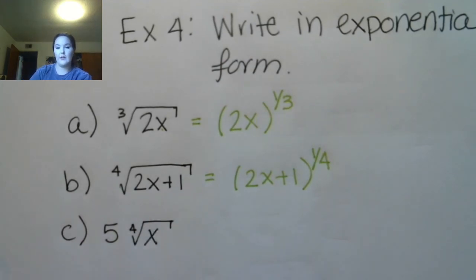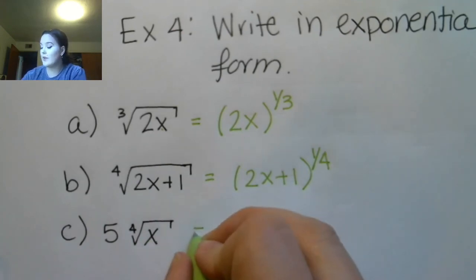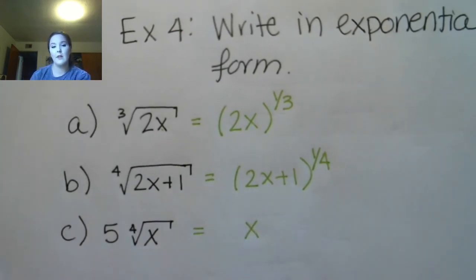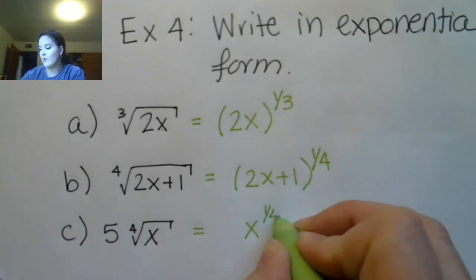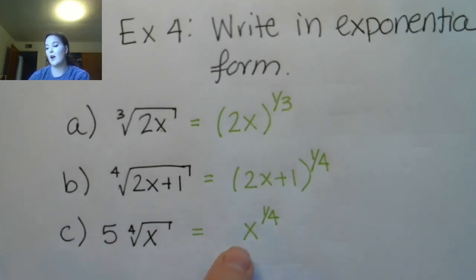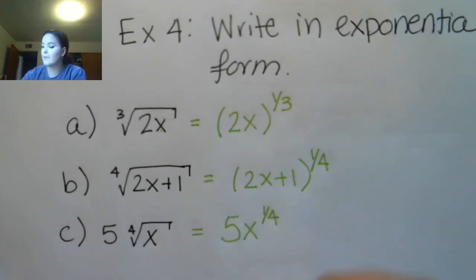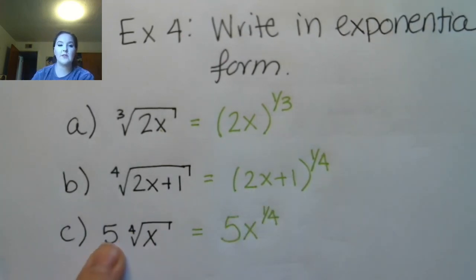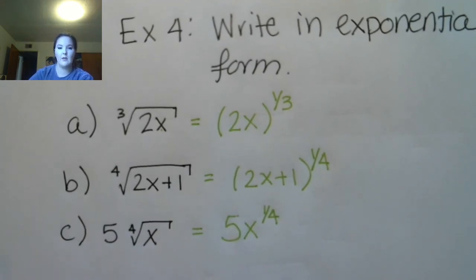Now here, the only thing in my radicand is x. So the only thing that's a base is x. And the exponent is going to have 4 in the denominator, so 1/4. Now what do I do with the 5? This is 5 times, so I'm going to put 5 times here. It's a coefficient in this expression, so it should be a coefficient in this expression.